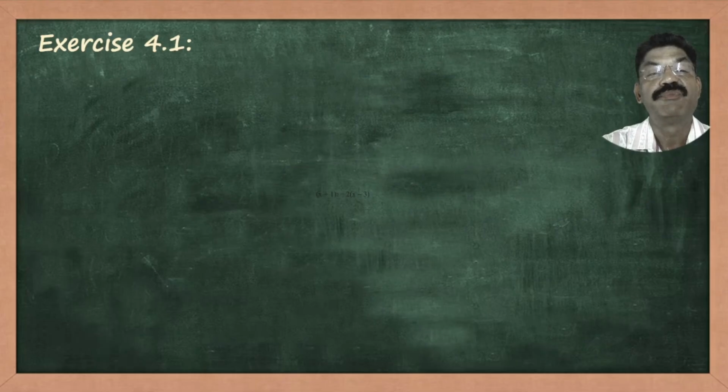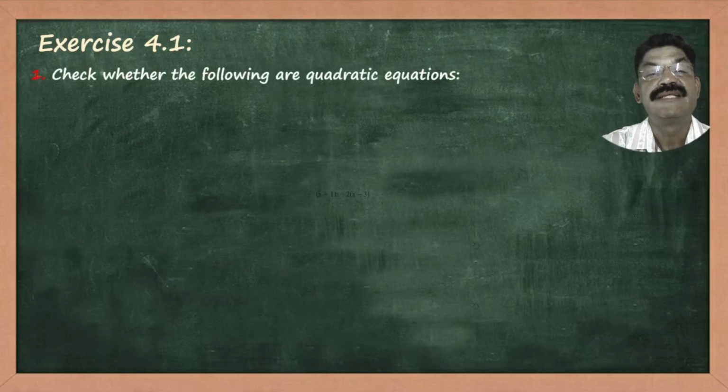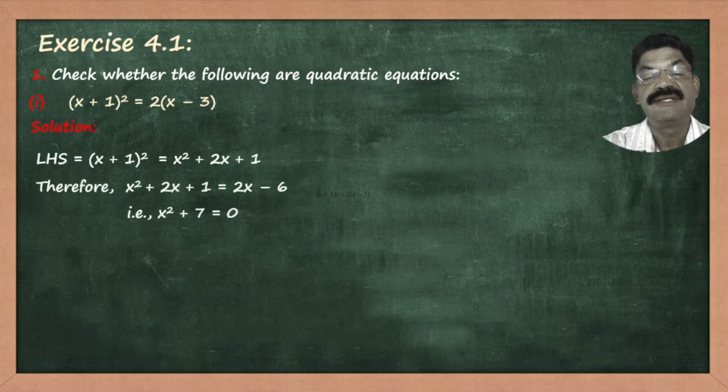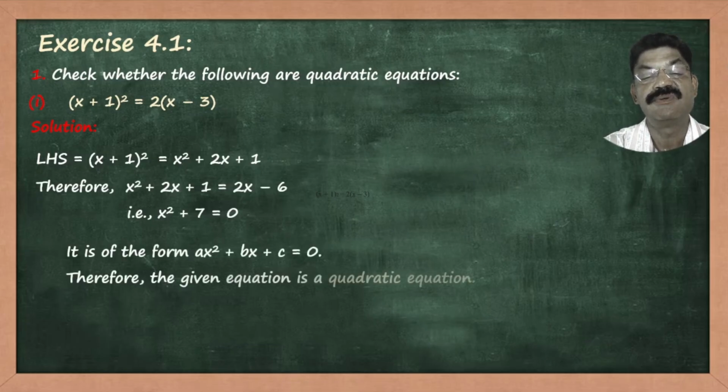Now exercise 4.1. Check whether the following are quadratic equations. (x plus 1) whole square is equal to 2 into (x minus 3). In the same way, first I expand the left hand side, so it is x square plus 2x plus 1. I equate it to the right hand side, so it is reduced to x square plus 7 equal to 0. Obviously, it is of the form ax square plus bx plus c equal to 0. Therefore, it is a quadratic equation.